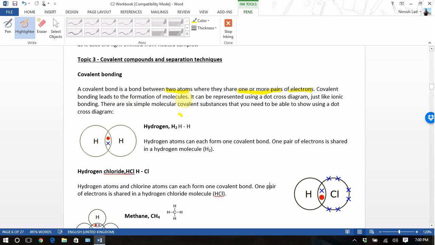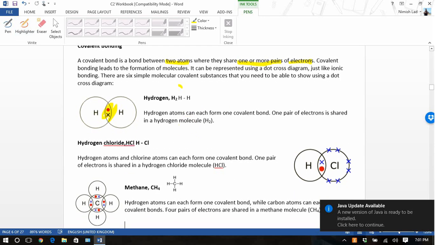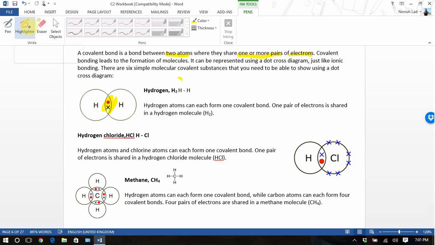They can be represented by a simple dot and cross diagram, so you can see exactly where each electron came from, as with ionic bonding as well. There are 6 simple molecular covalent substances that you need to be able to show using a dot and cross diagram. Here's the first one: hydrogen, H2. Hydrogen needs 2 in its outer shell to have a full outer shell. It starts with 1 because hydrogen has 1 proton, therefore will have 1 electron. So it needs to share that one with another one so that both of these end up with 2.